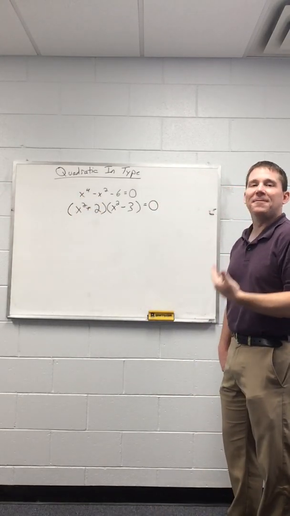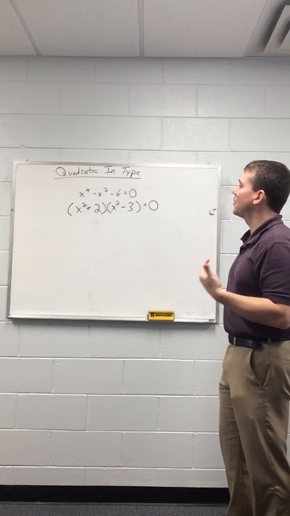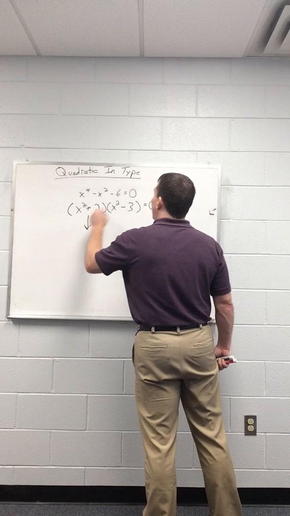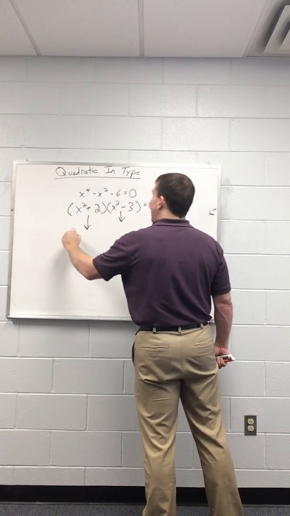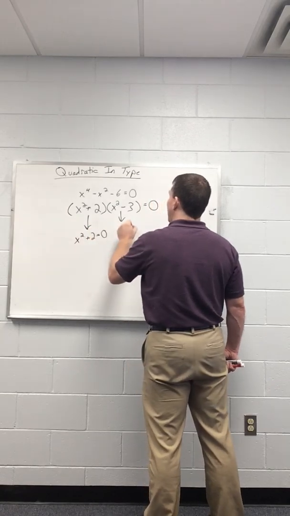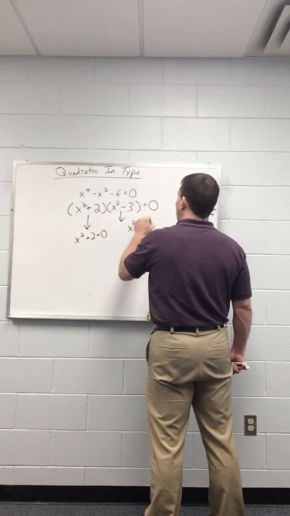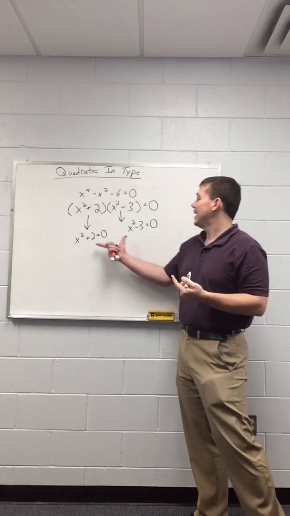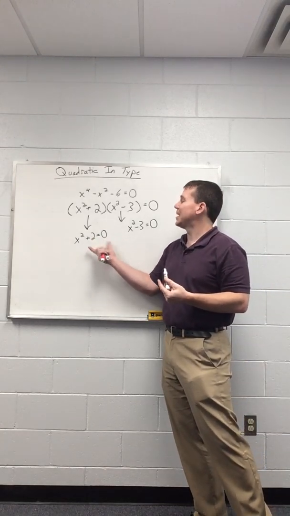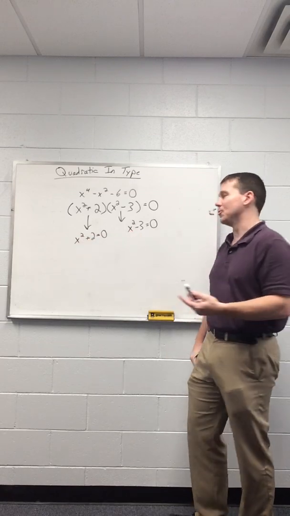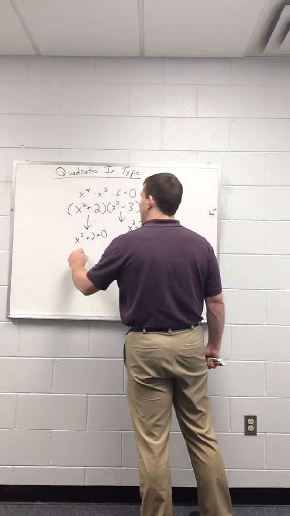So you set it up and factor it the same way you would factor a quadratic. The only difference is now I take my factors and set them to 0. x squared plus 2 equals 0. x squared minus 3 equals 0. And now I'm not done. When you solve the quadratic, you're pretty much done. Now these factors of each quadratic, I have to solve those. But these are pretty simple.